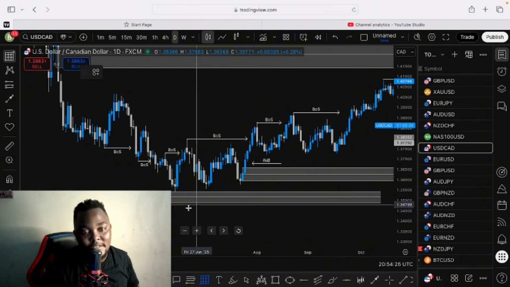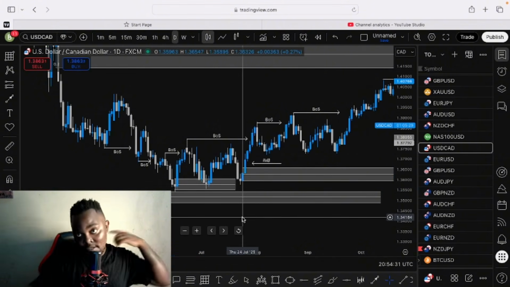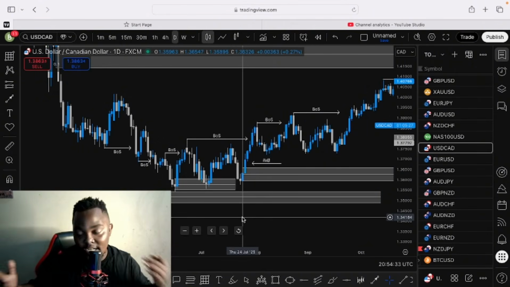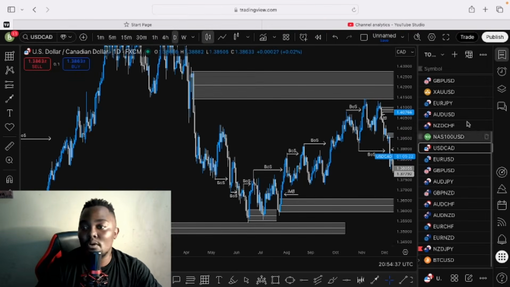So I think I've explained everything that you need to understand on this USD CAD setup. So you can just check it out on your own, try to understand what I'm talking about here, and I'll see you on the next one.